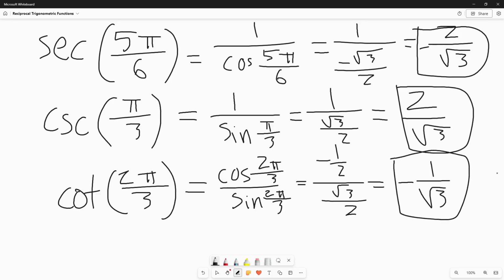And now we've done examples for each reciprocal trigonometric function. And for all of these, you could technically multiply both sides of the fraction by square root of 3 to get rid of the square root on the bottom. But in this video, we're not going to be focusing on how to do that.